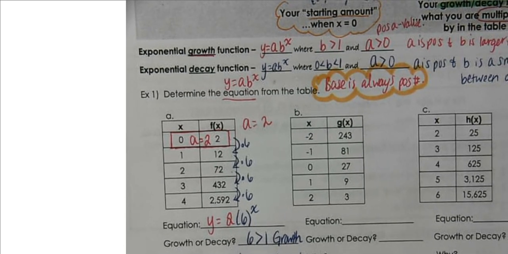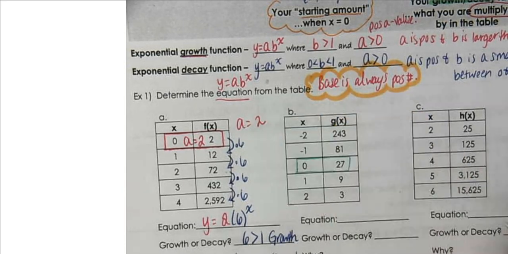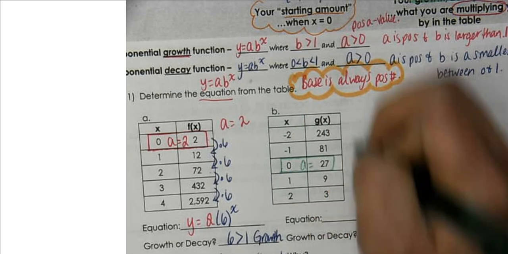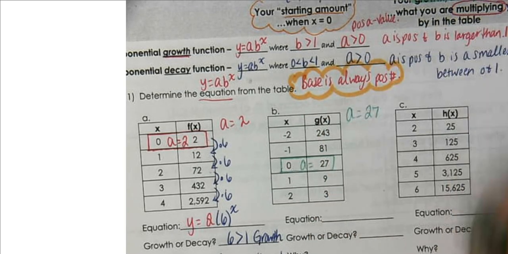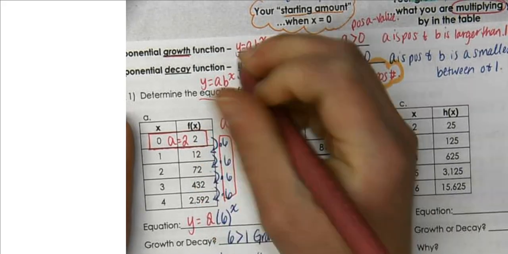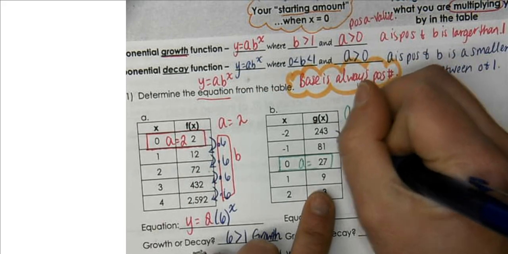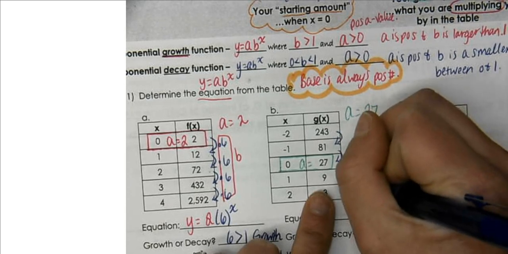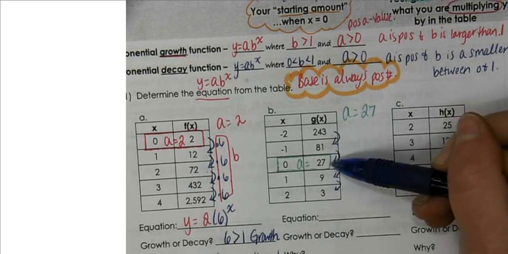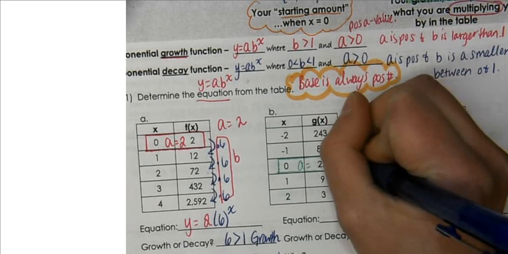For letter B, we want to identify our a value, and our a value happens whenever x is equal to 0, so I can see right away that a is automatically 27. So I'm going to write that a is equal to 27. That's what I automatically know. And just like over here, what we were multiplying by each time, that's our b value. So I need to figure out what I'm multiplying by. What I see is that my numbers are going down. They are decreasing each time in order to get to the next number. So in order to go from 243 to 81 to 27 to 9 to 3, it appears as if we are dividing by 3 each time.